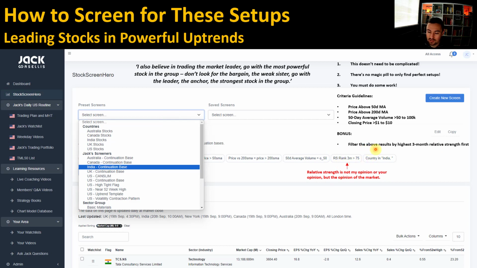So what this does is cast a wide net, and then I'm filtering via relative strength. I want the highest 3-month relative strength stocks at the top of the list first. Why? Because they are the strongest stocks in the market. And as Livermore said here, I also believe in trading the market leader. Go with the most powerful stock in the group. Don't look for the bargain, the weak sister. Go with the leader, the anchor, the strongest stock in the group. The strongest stock in the group will have the highest relative strength. So that's why I like looking for relative strength.